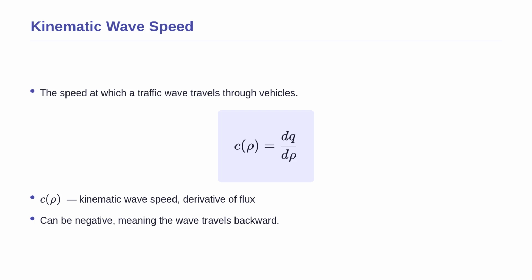That tangent line on our graph brings us to the concept of kinematic wave speed. Here, the term C of rho is defined as the derivative of flux with respect to density. It is extremely important to understand that this is not the speed of the physical cars themselves. Instead, it is the speed at which a traffic wave, such as a ripple of red brake lights, travels through the stream of vehicles. Depending on the density, this derivative can be negative, meaning the wave actually travels backward against the flow of traffic. This explains why traffic jams propagate upstream, away from the initial bottleneck.